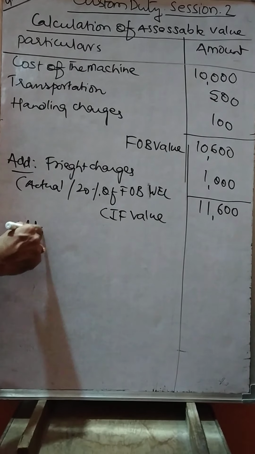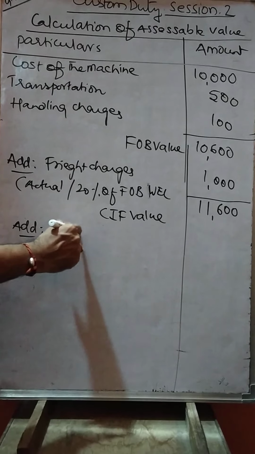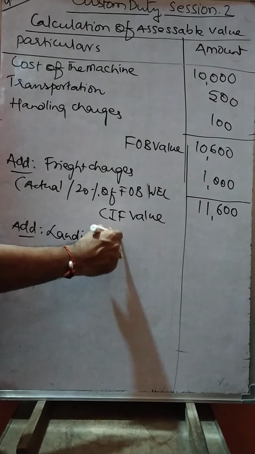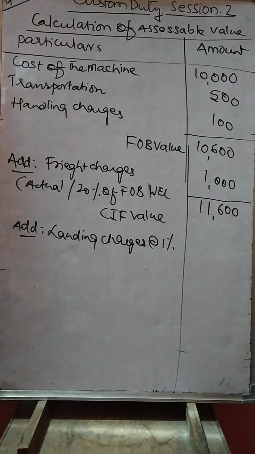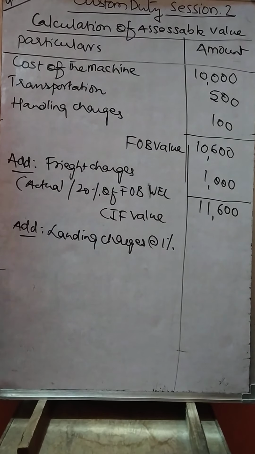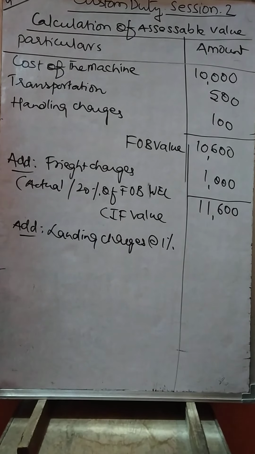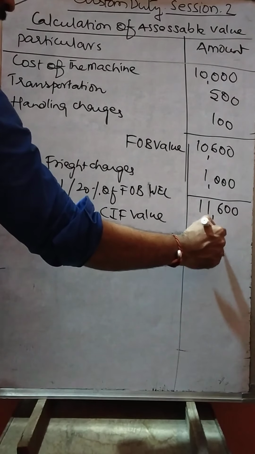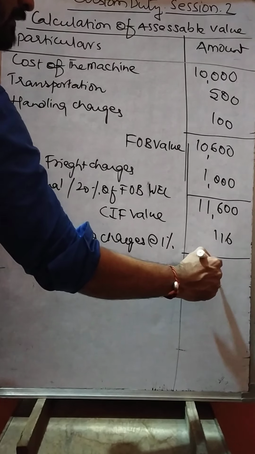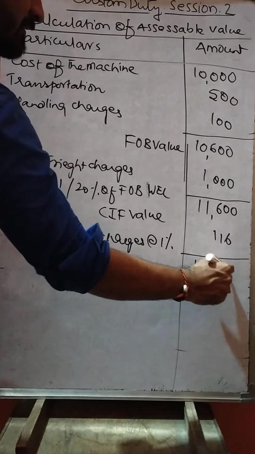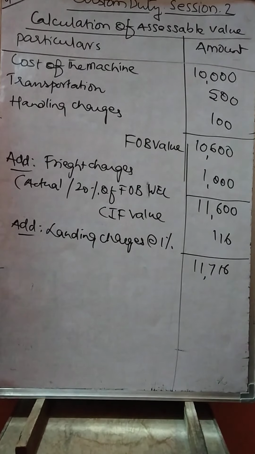For this CIF value, we need to take landing charges at 1%. Add landing charges; though it is not given, it is our duty to take it at the rate of 1%. 1% of 11,600 comes to 116. So that is 11,716. This is the value in UK pound.